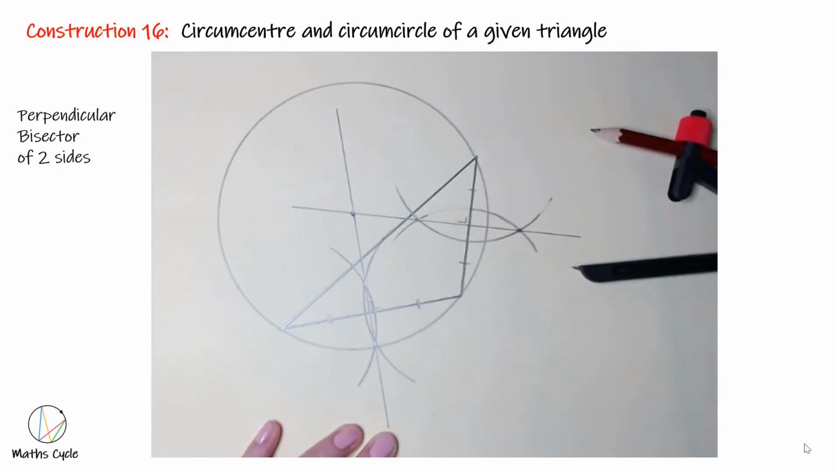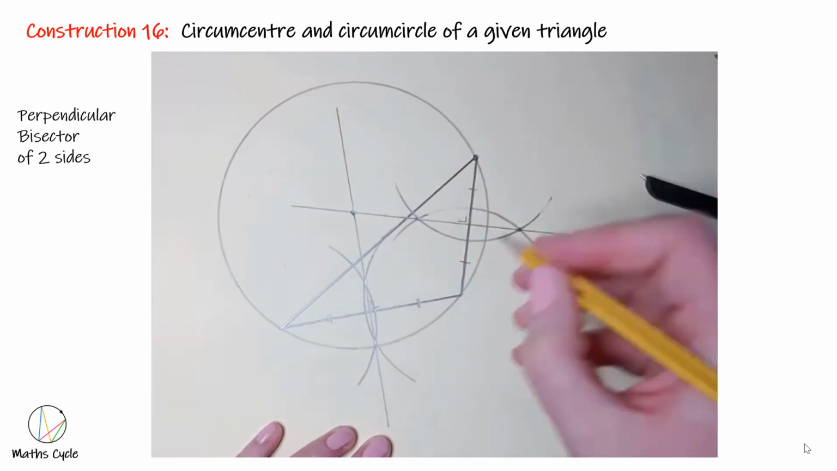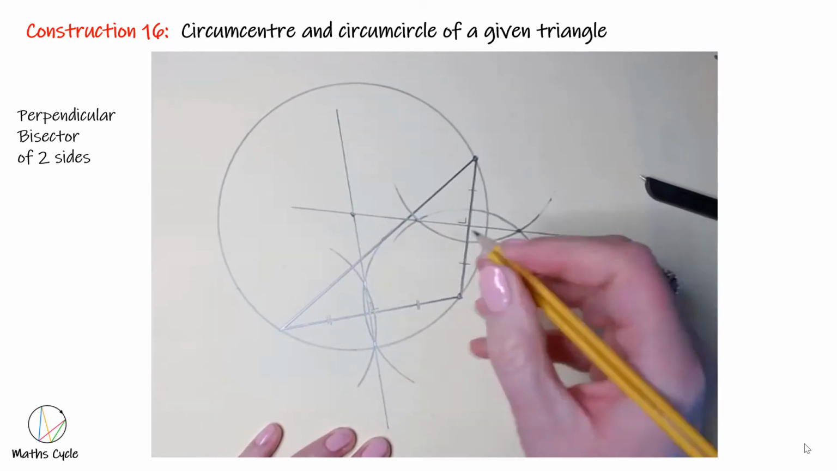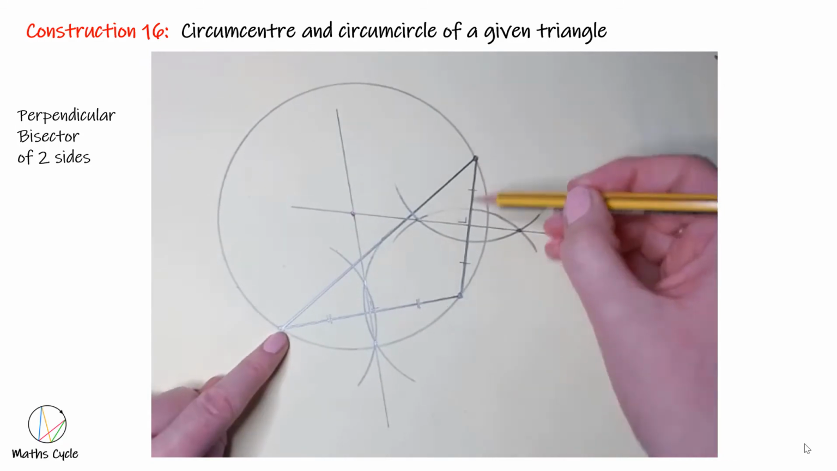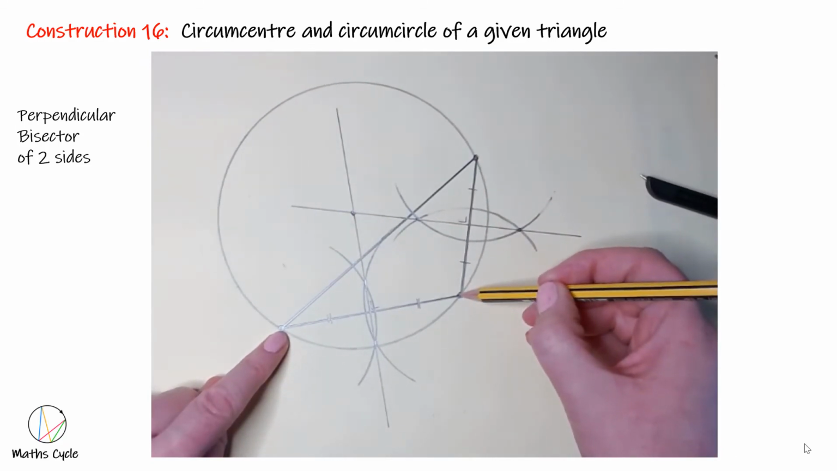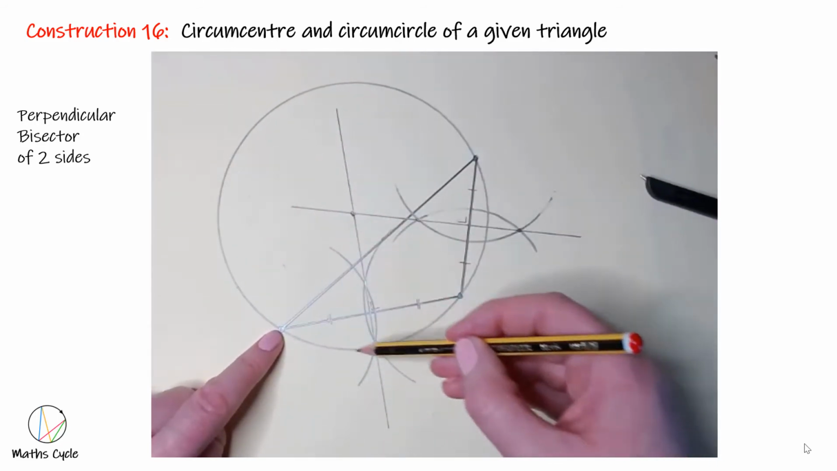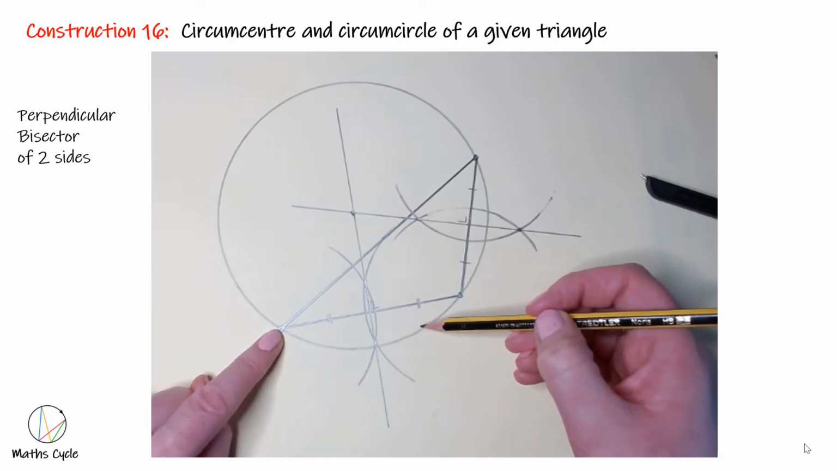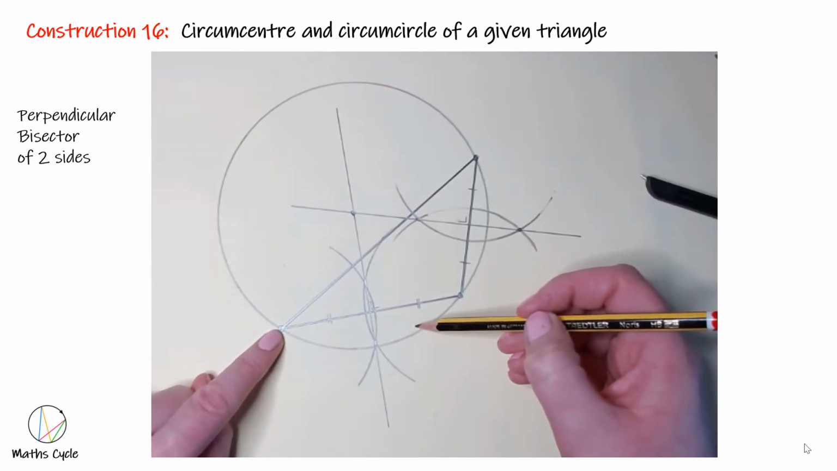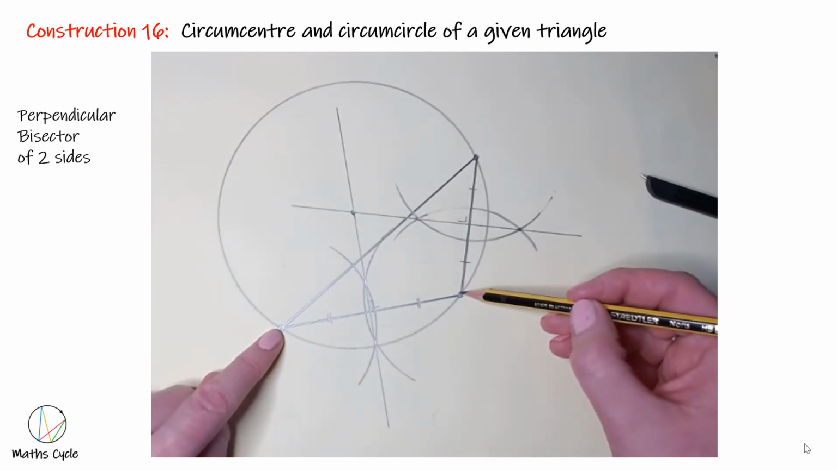Okay, so you can see it has touched off this vertex, and this vertex. So that's very important. The circle must be touching all three vertices. Okay, so that's why it's called a circumcircle. A bit like circumnavigating the earth is to go all the way around the earth. Circumcircle goes all the way around a triangle.